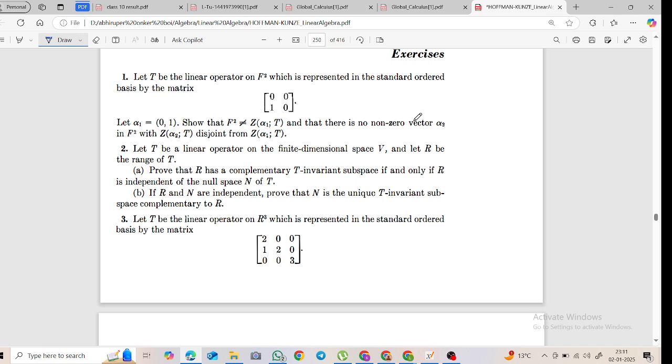So let's try this problem. Like this one. T is a linear operator on F^2, which is represented in the standard ordered basis by this matrix. Let alpha 1 be (0, 1). Show that... Okay, you guys try this problem for 2 minutes.